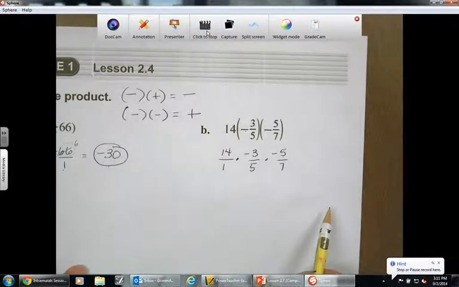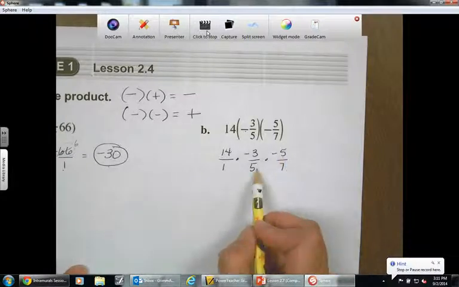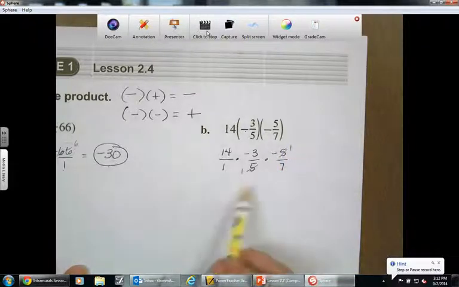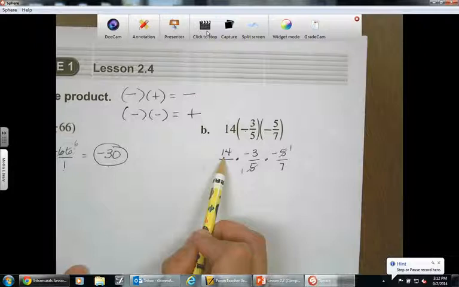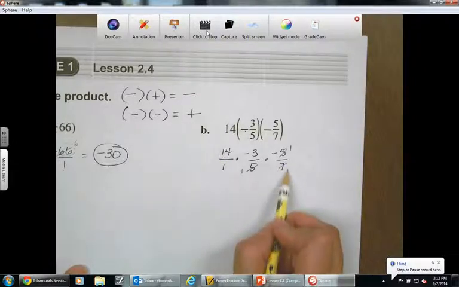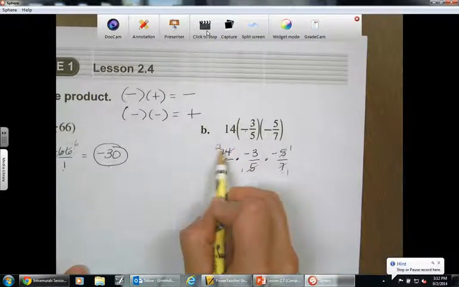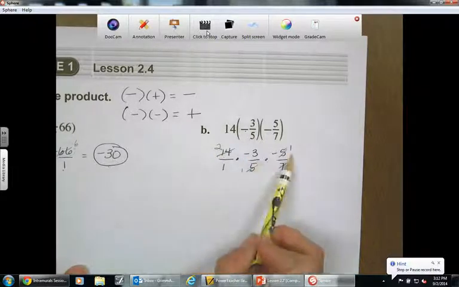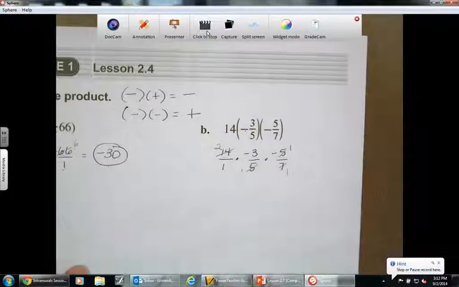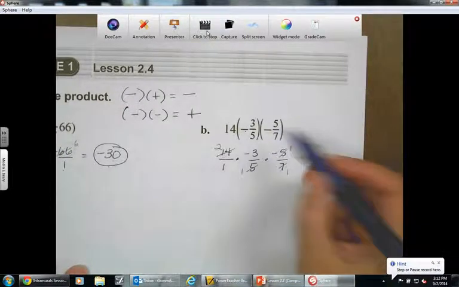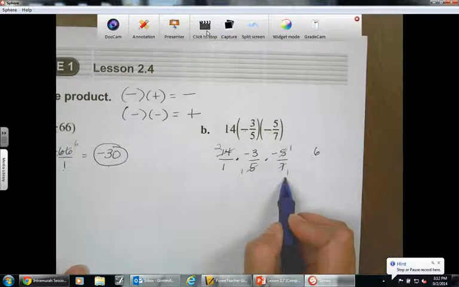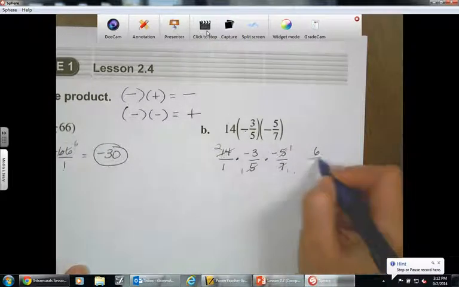So I notice that 5 and 5, they'll both go into each other, so that'll go in 1 time. That'll go in 1 time. And then I also look and I see the 7 and the 14. 7 will go into itself once, and 7 will go into 14 2 times. So now I have 2 times a negative 3 times a 1, times a negative 1, which will give me a positive 6. 1 times 1 times 1 is still 1 again, so I don't have anything in the denominator except 1, but 6 over 1 would just be 6.